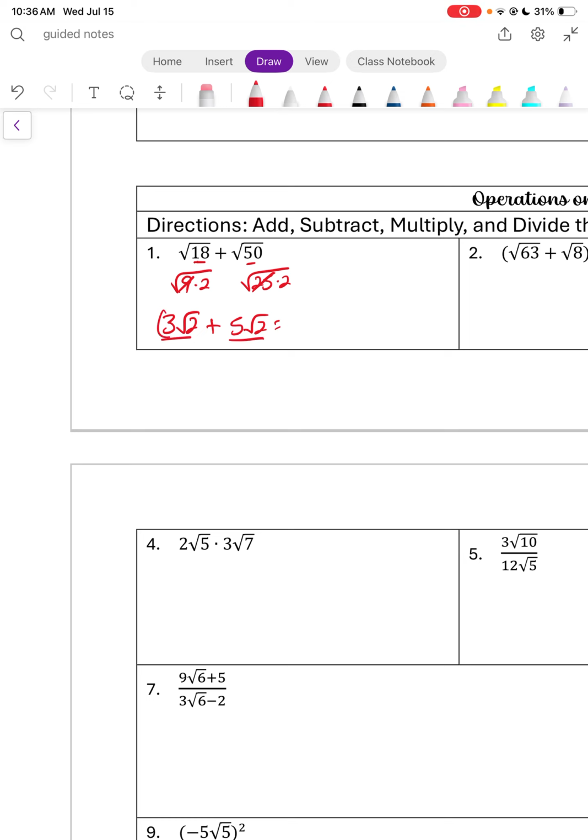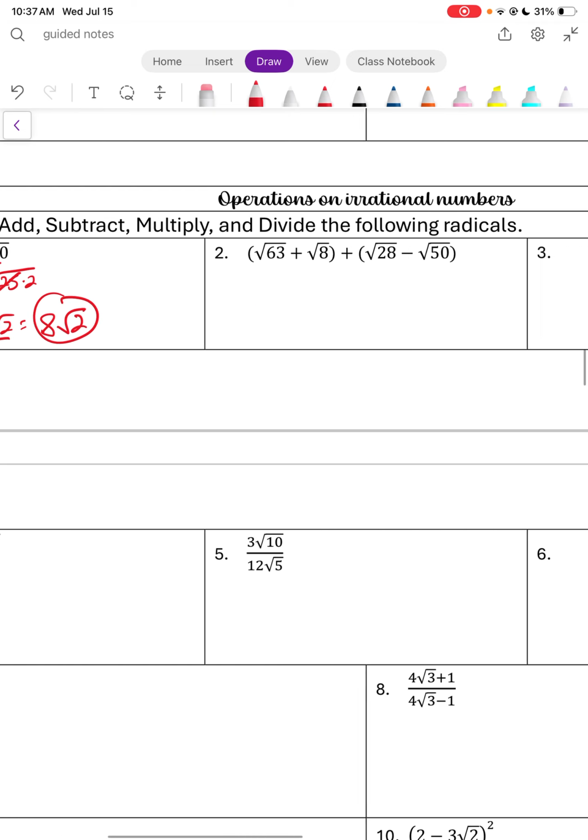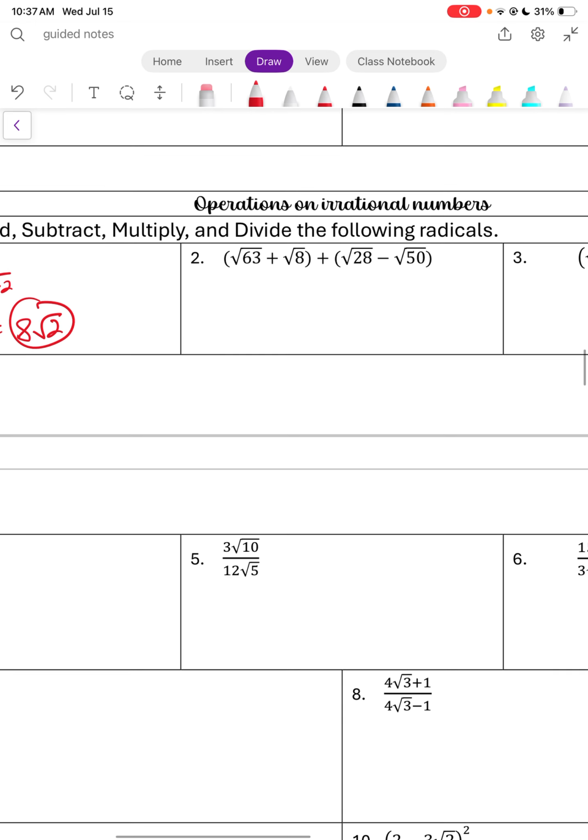So we're simply going to add the numbers out front. Those coefficients, that tells us how many there are. There's 3 root 2s, there's 5 root 2s, so there's a total of 8 root 2s. Now we can add them. Next up, again, we're just simplifying everything.